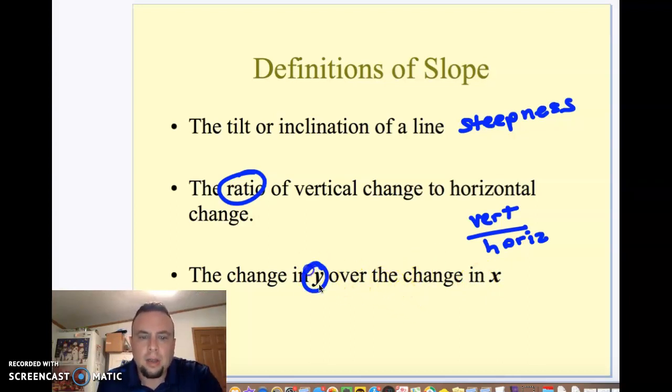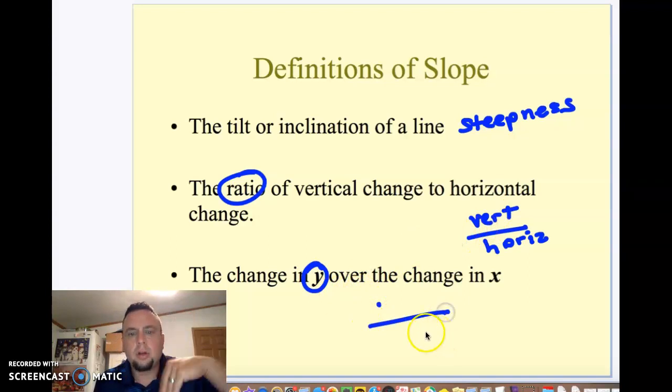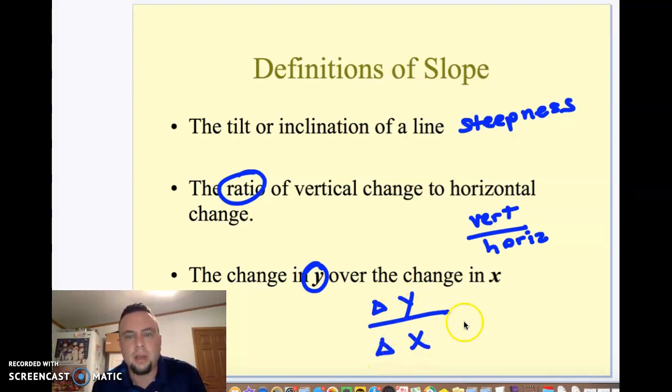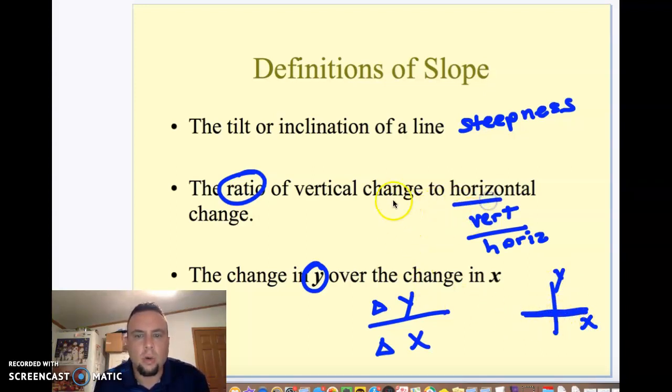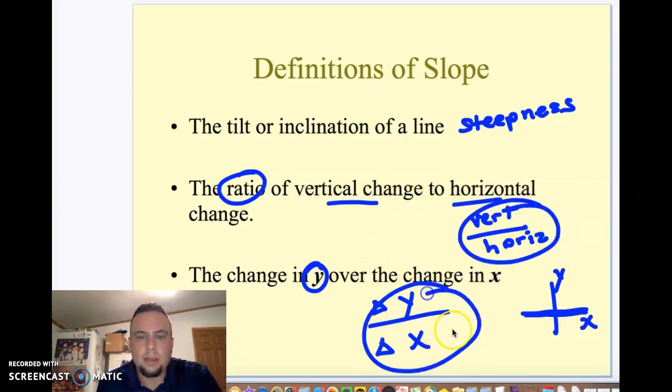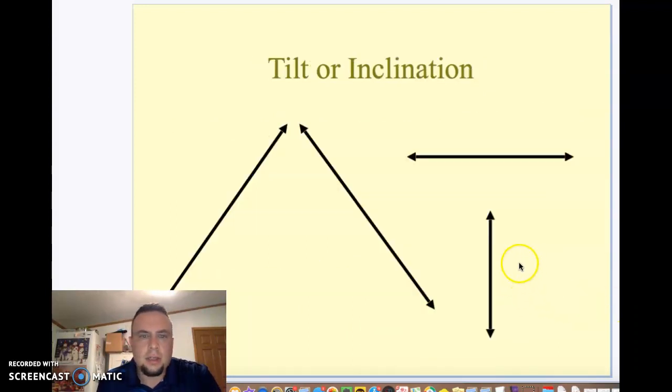The change in the y. The y value, the y-axis goes up and down, so it's the vertical part. Okay, so the change in y over the change in x. So this is like delta y means change in the y. Delta x means change in x values. And if you're talking about x values, if you're looking at a line, x-axis, y-axis, x values are going left to right. So that's why it's the horizontal, the change in the horizontal, change in the vertical. Okay, so this is how we think of it in these ways. All right. So tilt or inclination or steepness.